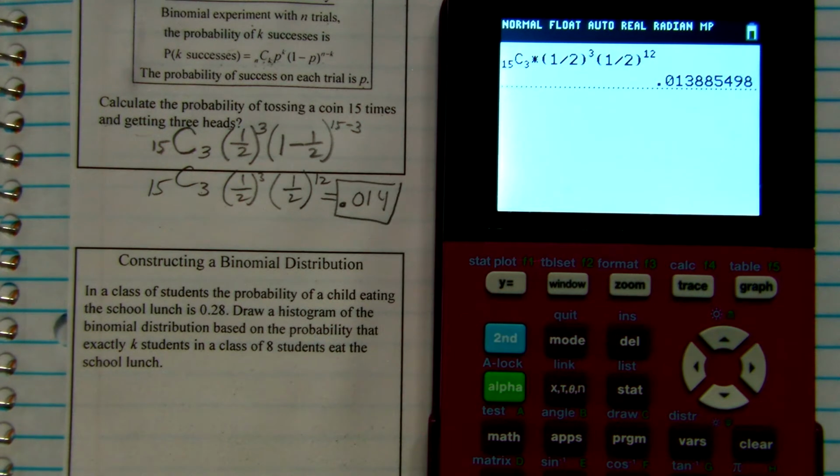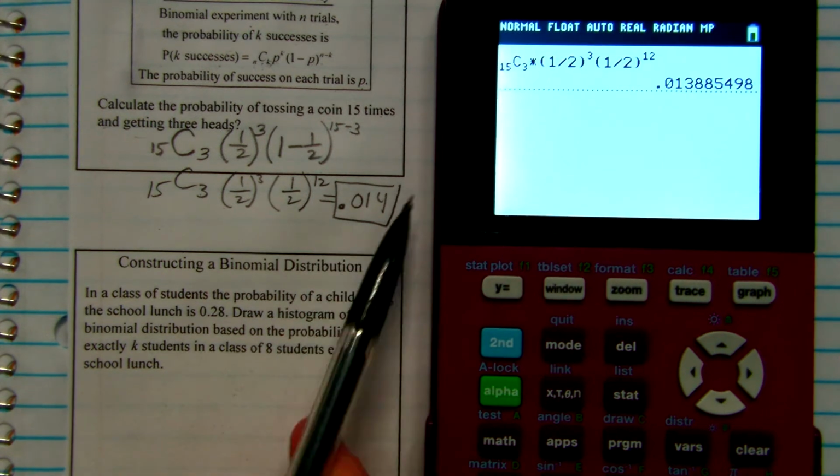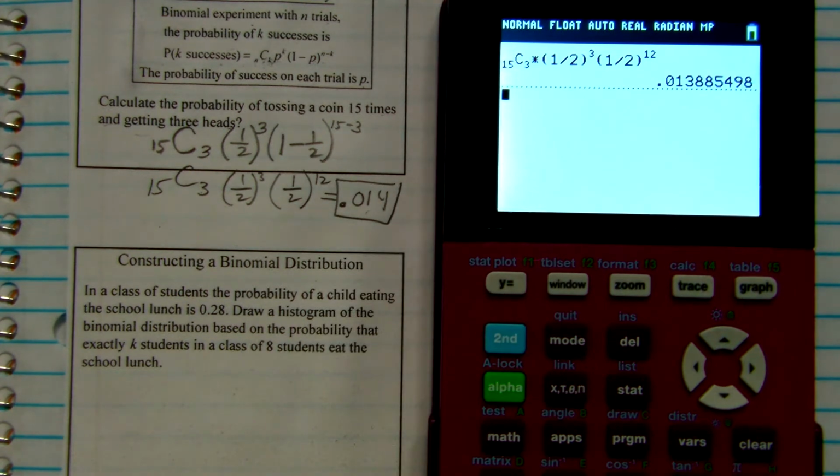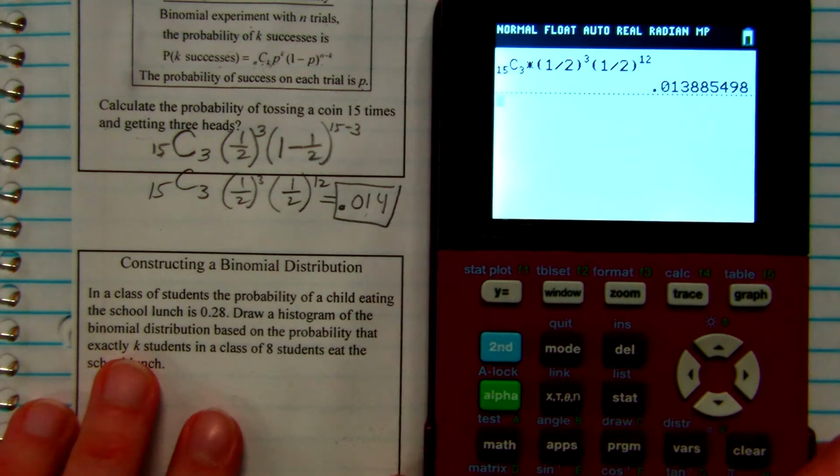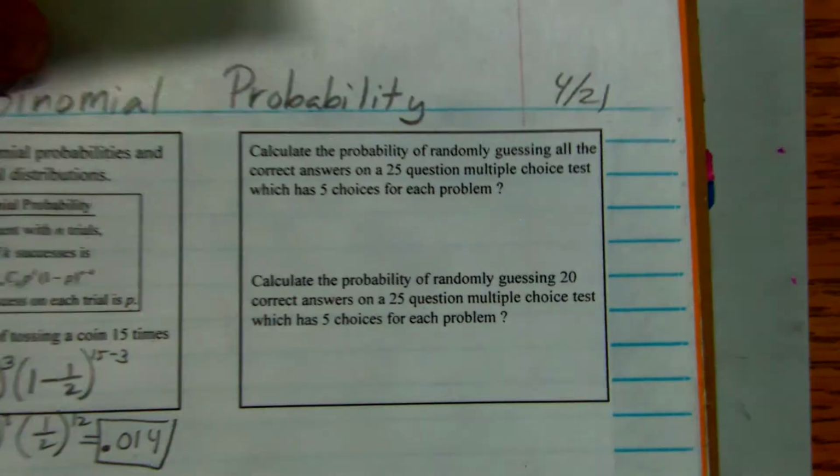So just a little bit more than 1%. So if you were tossing the coin 15 times and getting exactly 3 heads and all of the others are tails, your probability would be about 1%. So not very likely. So this is the formula that we're going to use on all of these. So let's look at the next box.